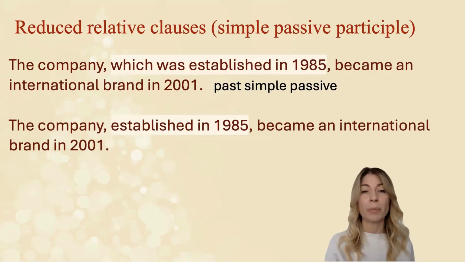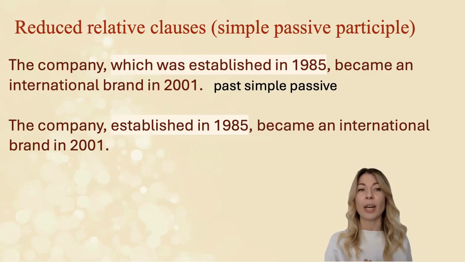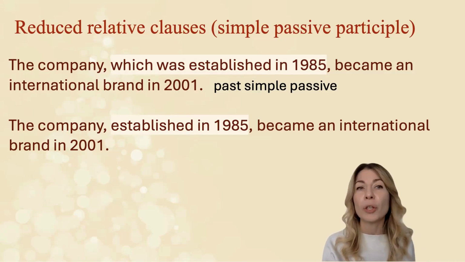The company established in 1985 became an international brand in 2001. You see, we use commas if it's a reduced relative clause. We actually can use this form at the very beginning: established in 1985, comma, the company became an international brand in 2001. But I showed you a similar one previously. Therefore, I would like to mention that this structure and this form is also used after the noun, and it's called reduced relative clause.